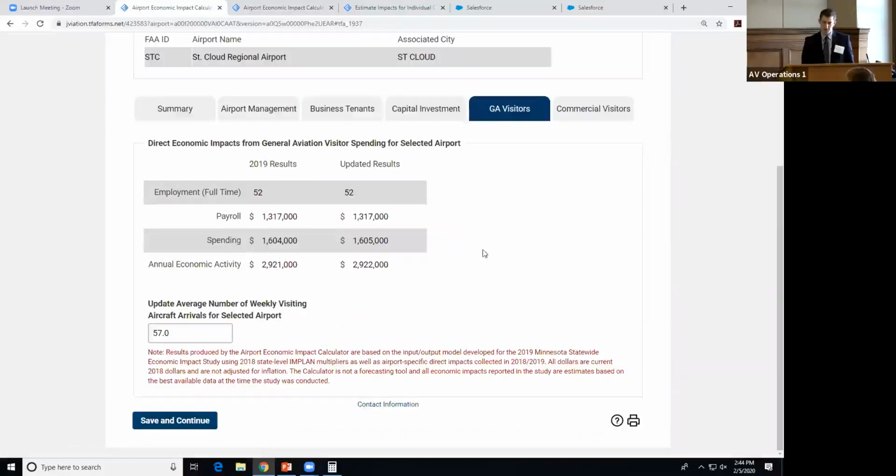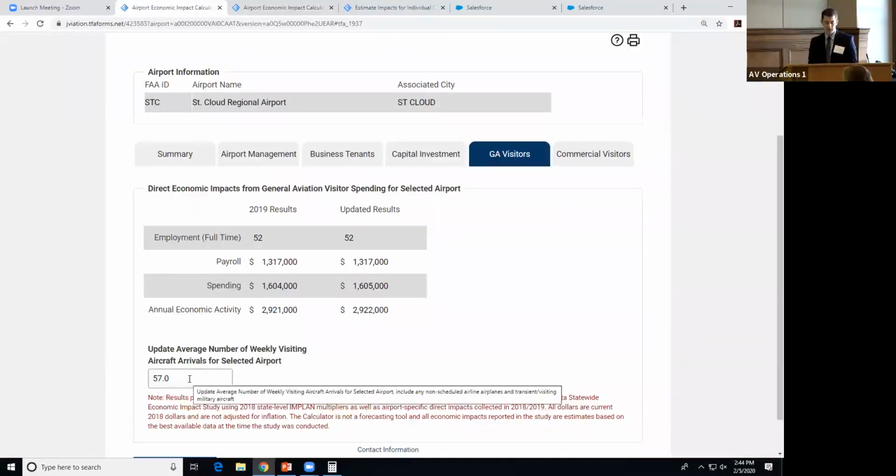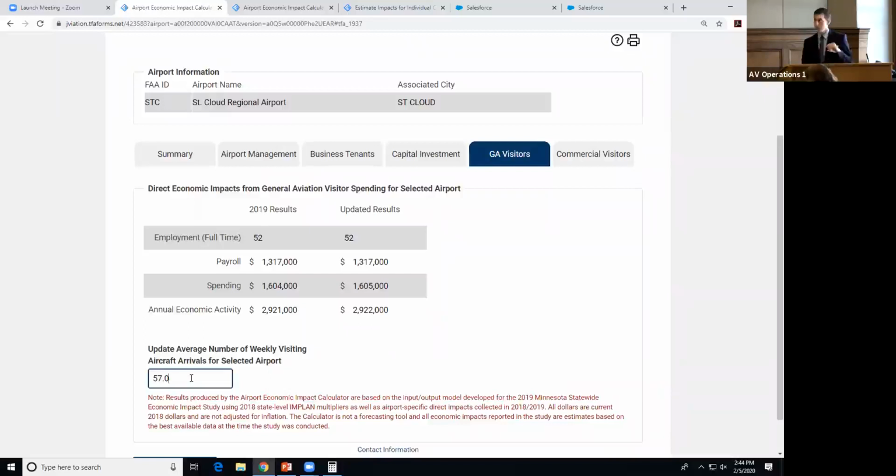So let's move to general aviation visitors. Now, what was the first thing we asked airports and FBOs in our process to estimate general aviation visitor spending? It was, on a typical week, how many visiting aircraft arrivals do you have? So this is the number St. Cloud reported to us, either St. Cloud or the FBO there, or a combination of the two. The FBOs often have a good handle on day-to-day operations, sometimes better than the airports themselves.